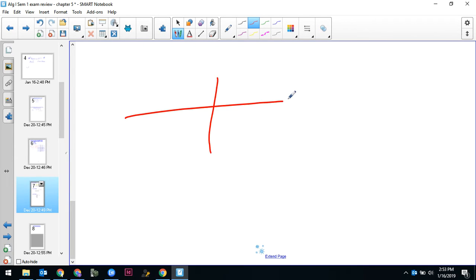Don't forget slope of a horizontal line. Slope of a horizontal line always is going to be 0. The slope is going to be 0 there.